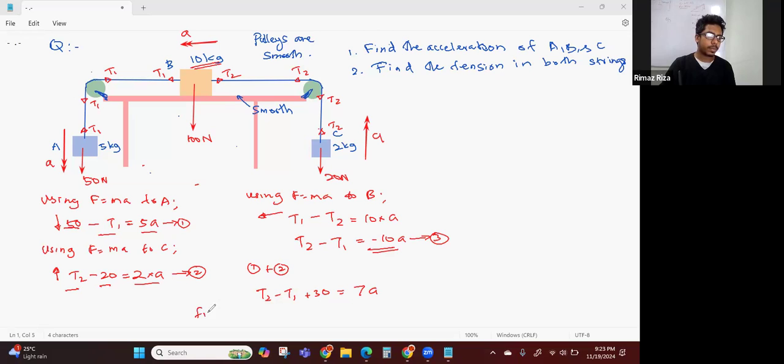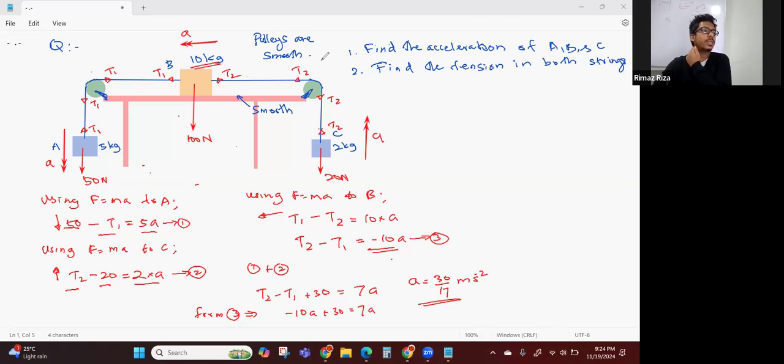So from equation 3, we can write minus 10a plus 30 is equal to 7a. Therefore, if you take this 10a to the other side, it becomes 17a. So a equals 30 divided by 17 meters per second squared. So that is the acceleration.